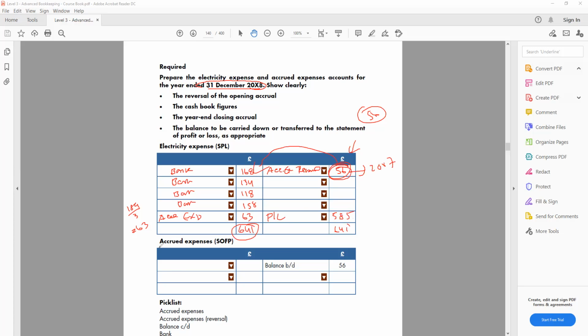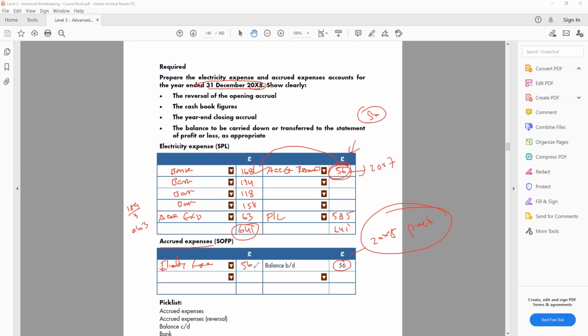Now if you have a look at the accrued expense account, you see the 56 comes from the last year, because last year it was balance CD and this year it becomes balance BD. So if it becomes balance BD, we have to take that away. We have to remove this 56, because in 2008 we already paid this amount, and if we paid this amount, this is not a liability anymore. So I'm going to say here electricity expense. This money is paid in 2008. I'm going to say electricity expense 56.